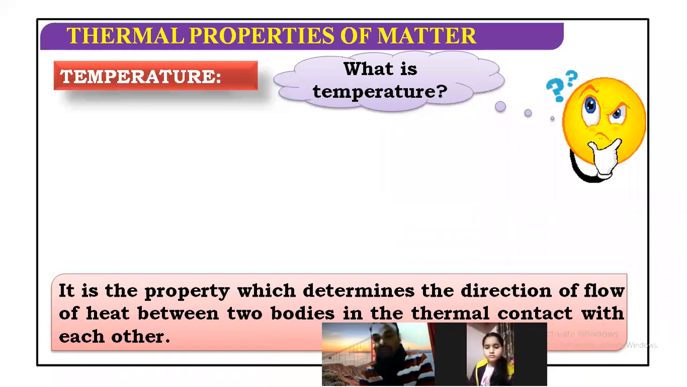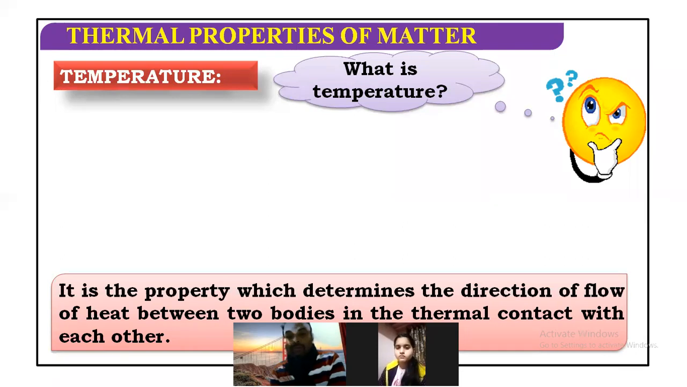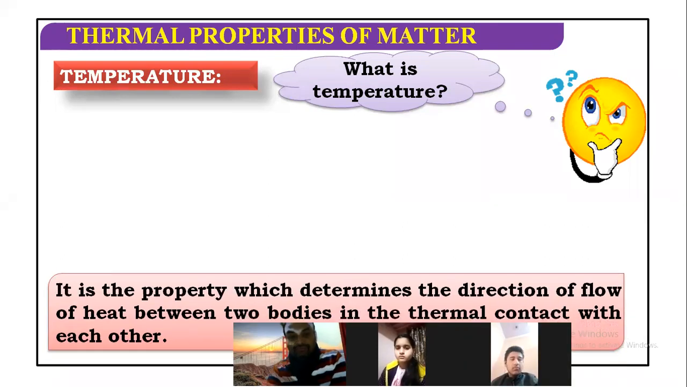Thermal equilibrium is that point at which the two bodies maintain the same temperature. Thermal equilibrium is that stage at which there is no exchange of heat between the two bodies. So thermal equilibrium is a very important term which represents that the two bodies are at the same temperature. The two bodies are not exchanging any heat between them, right?